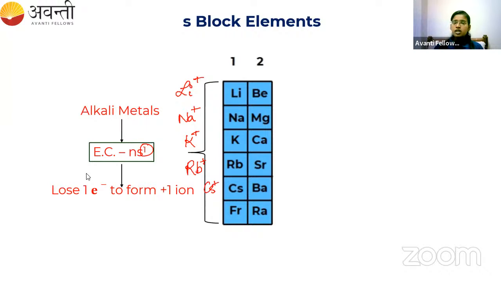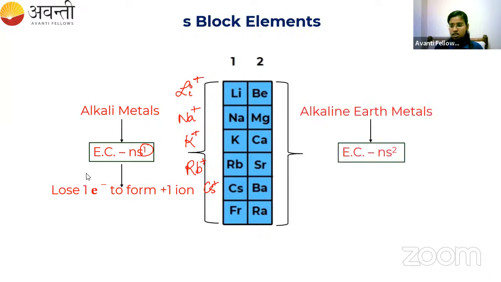Okay. And coming to group 2 elements, they are otherwise called alkaline earth metals with electronic configuration ns2. Since they have 2 electrons in their outermost shell, they can lose those 2 electrons and exist as a dipositive ion, +2. If I take beryllium, beryllium's stable configuration is beryllium 2 plus.